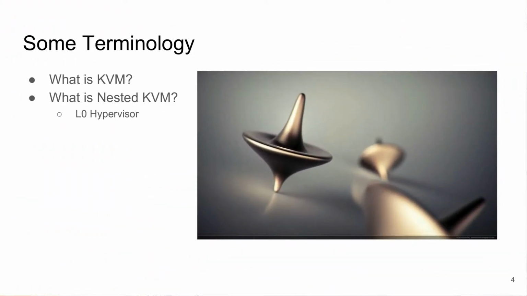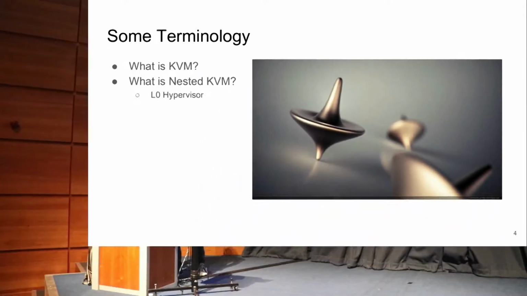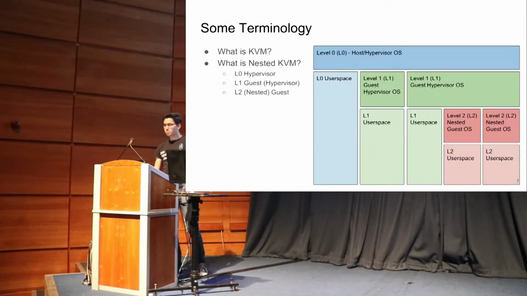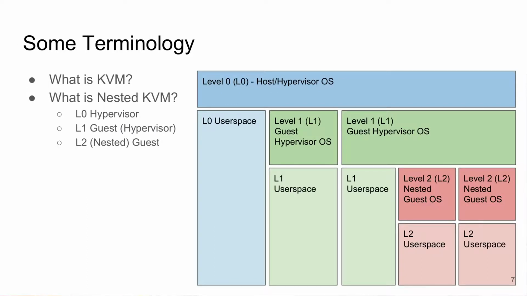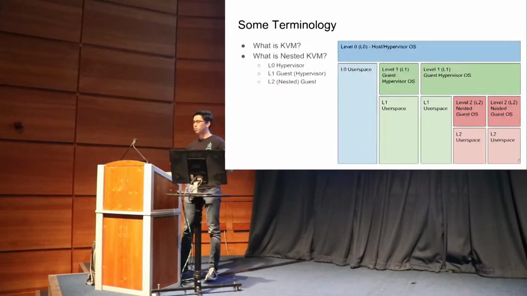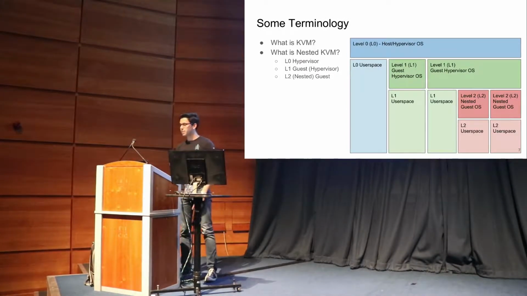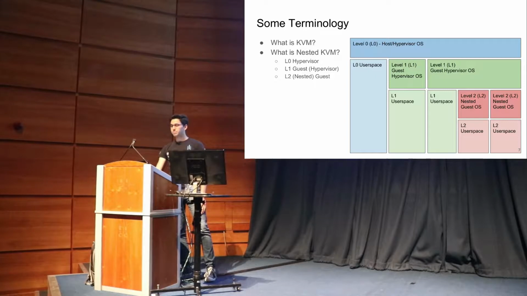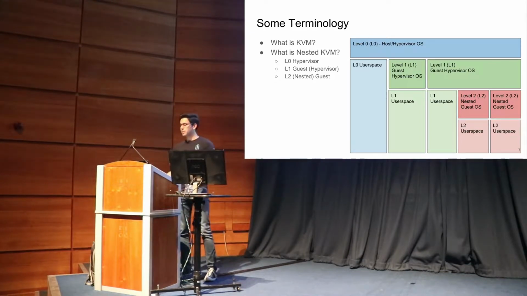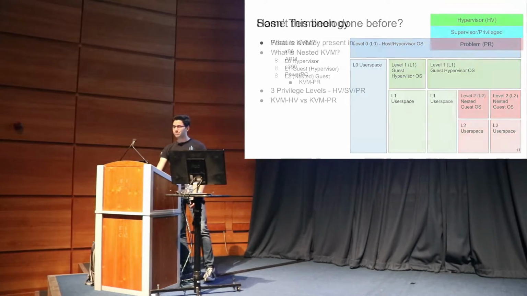So let's go into some quick terminology. First of all, what's KVM? Well, we're all here at KVM Forum, so I'm going to skip over that one. But let's go on to some nested KVM terminology. So we should be familiar with the idea of a host or hypervisor running on the bare metal system. I'm going to call this level 0 or L0. And then we have our guest, and I'm going to call this level 1 or L1. And now I'm going to introduce this idea of a nested guest. So now our first guest is a guest hypervisor, and then we have our level 2 or L2 guest running as our nested guest. So as you can see, we've got L0, L1, L2 increasing as we go down.